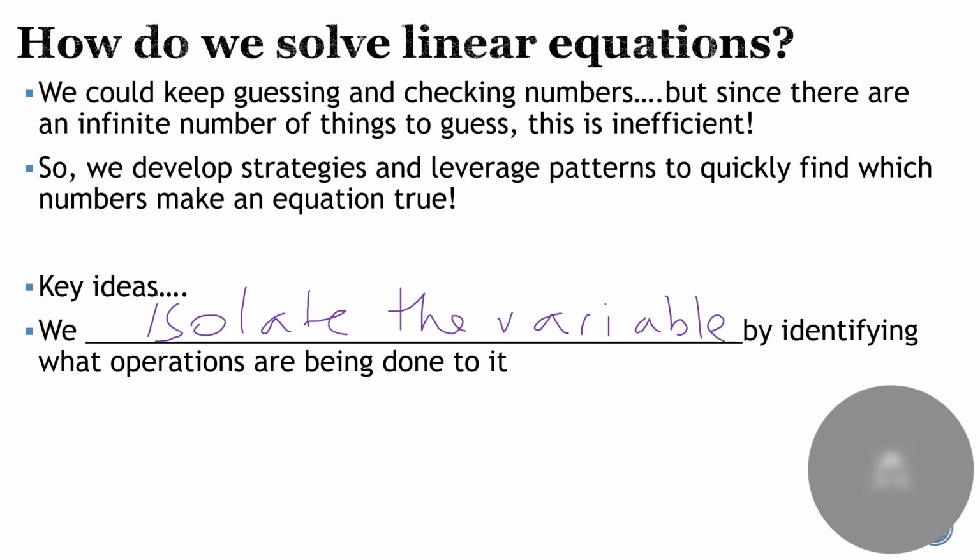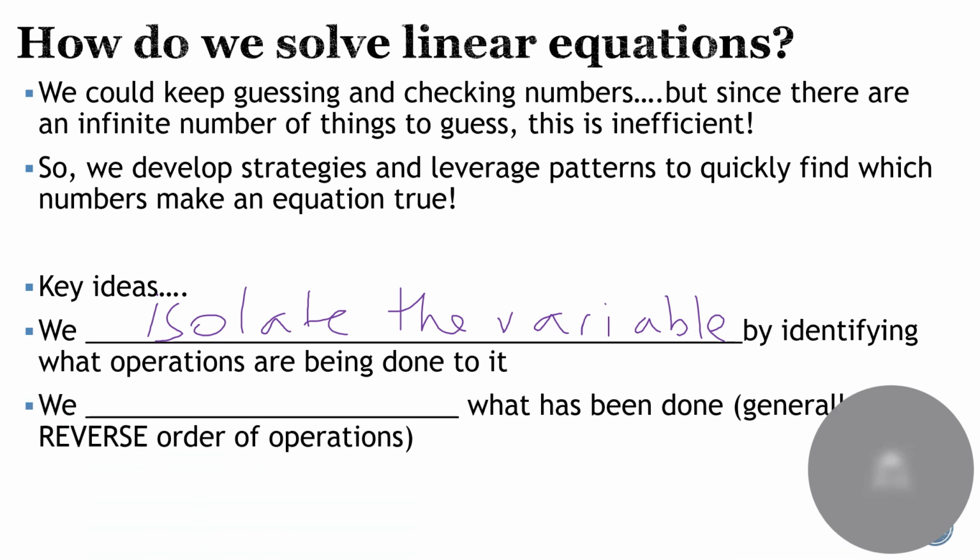As we move forward in math, we're going to have more operations like taking a square root or a cube root or raising something to a fourth power. Okay, there's going to be other things, but you identify what's being done to the variable, and then we undo what has been done to the variable, generally in reverse order of operations. Now, that gets a little bit muddy where there are some exceptions to it, but I think it's a good place to start. So we undo what's been done.